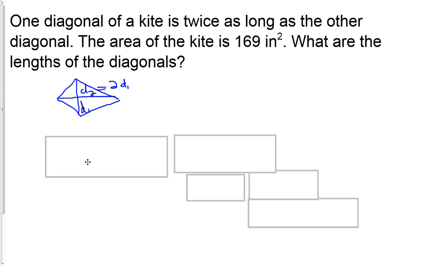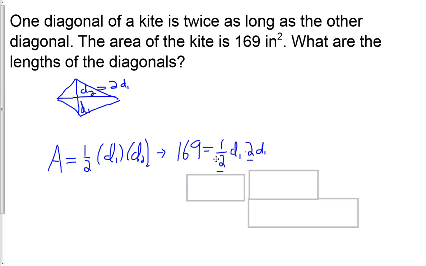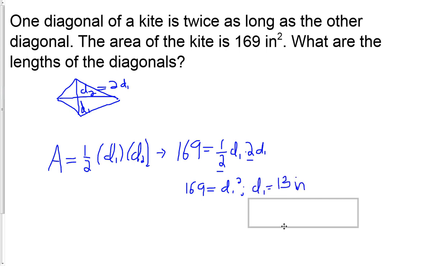So area equals half diagonal 1 times diagonal 2, and now substituting 169 for area, 2d1 for d2, and we've got half: 169 equals half d1 times 2d1. Well, 2 and half are going to cancel, so we get d1 times d1, d sub 1 squared, equals 169. Square root both sides. D sub 1 is 13 inches.